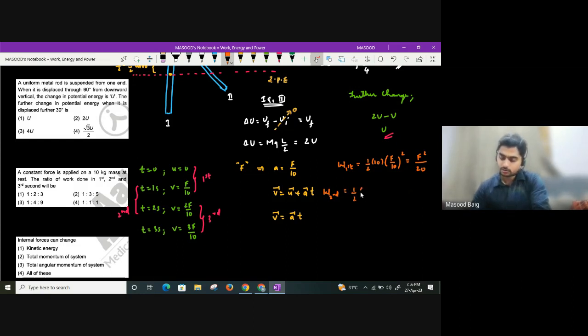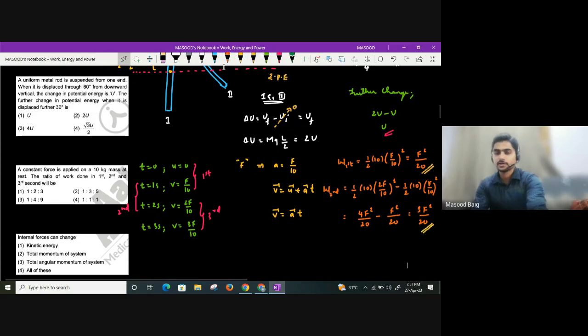So half into, mass is anyhow 10, speed is 2F divided by 10 whole square, minus half into 10 into, what is the speed at 1 second? F by 10 whole square. So what will you get this as? 4F square by 20 minus this, I'll get it as F square divided by 20, which overall will be 3F square divided by 20. So in the first second I got the work as F square by 20. In the second second I got the work as 3F square divided by 20, guys.